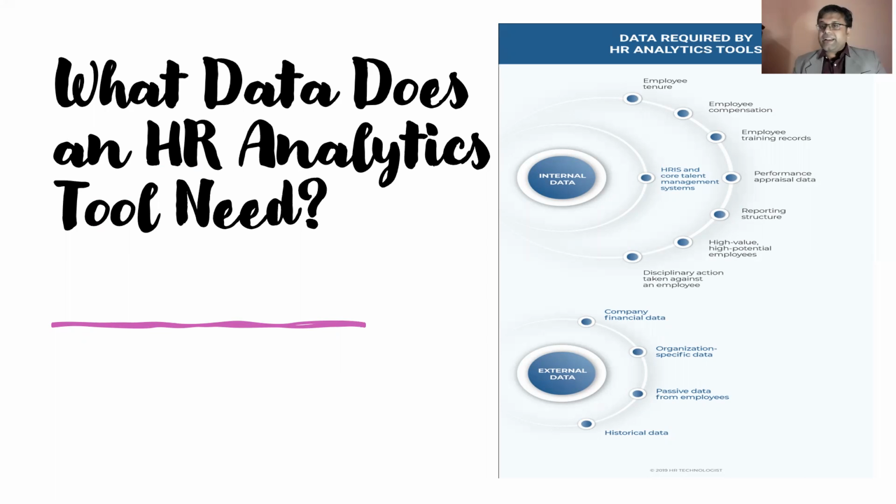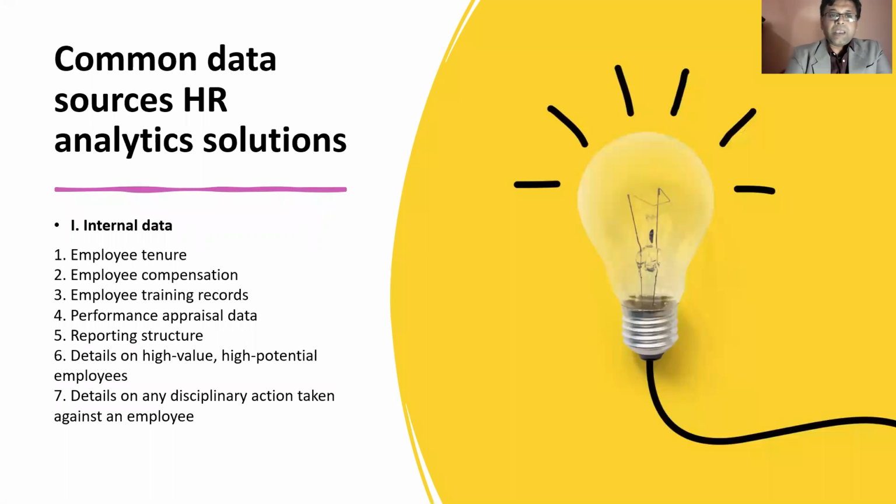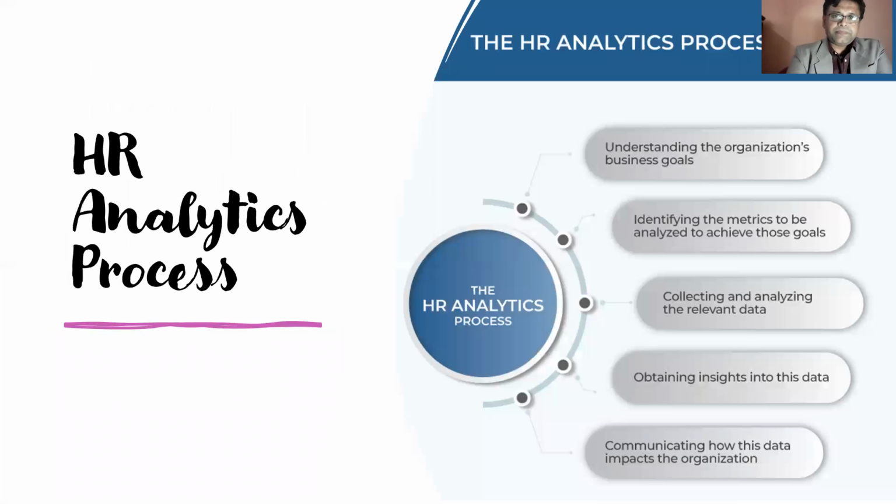Now, what are the external data you will be requiring? External data is company financial data, organization specific data, passive data from the employee, and the historical data. All this data needs to be collected and fed into the system, so that you can derive some information out of it. These data are important if you want to implement an HR analytics system in your organization. This data has been divided into internal data and external data, as we have already discussed.